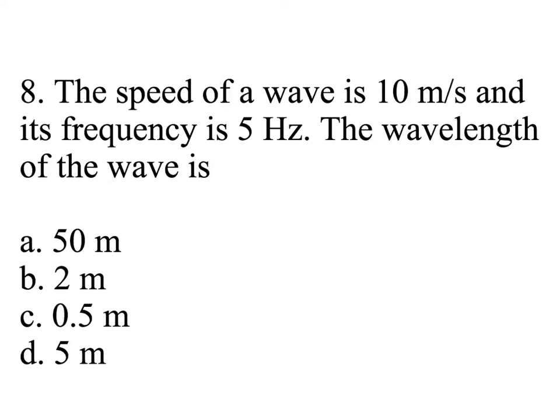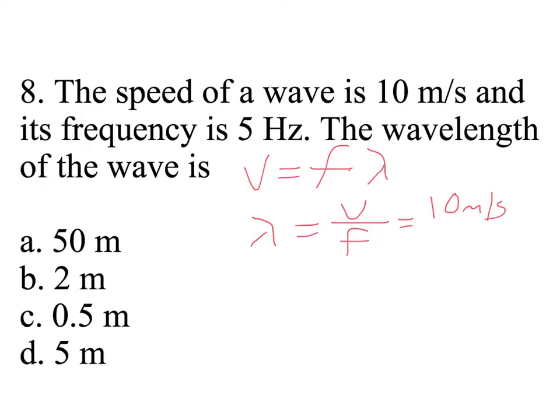The speed of a wave is 10 meters per second, and its frequency is 5 hertz. What's the wavelength? So we know that the velocity of a wave is equal to the frequency times the wavelength. So we can solve for the wavelength itself, and we get the wavelength is equal to the velocity divided by the frequency. So it's equal to 10 meters per second divided by 5 hertz, which is per second, and that is 2 meters.